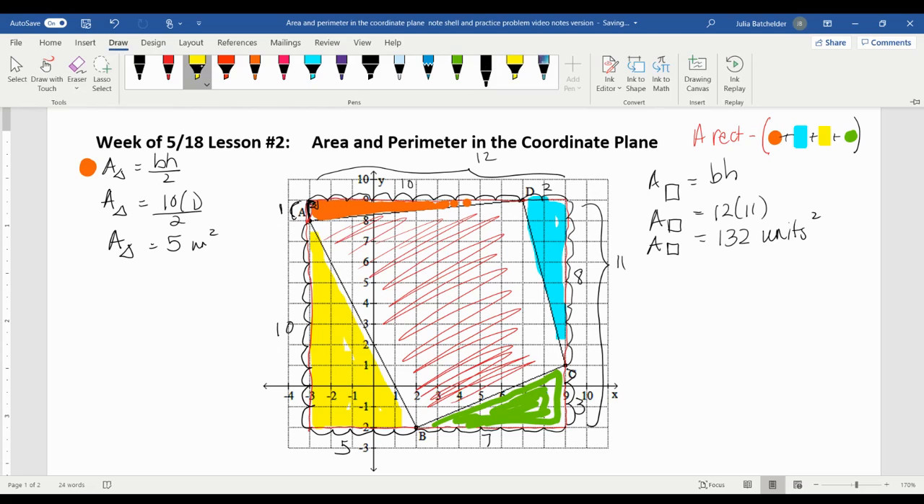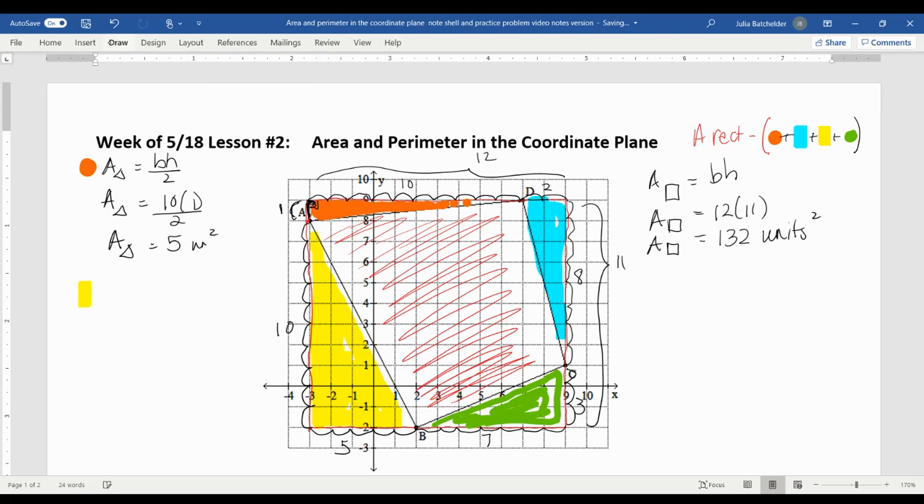And then if we look for our yellow one, area of that triangle, base times height divided by 2. Remember to show your work nicely because that's going to be your communication portion. I had measured this side and our height is 10 and our base is 5. So the area of this triangle is going to be 5 times 10 and cut it in half. The area of that triangle is going to be 25 units squared.